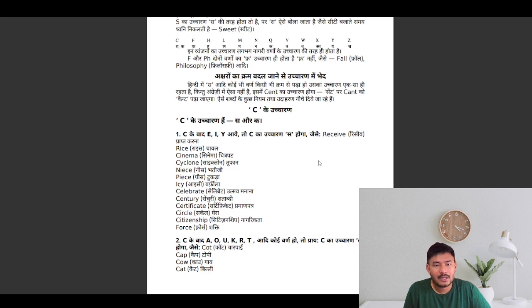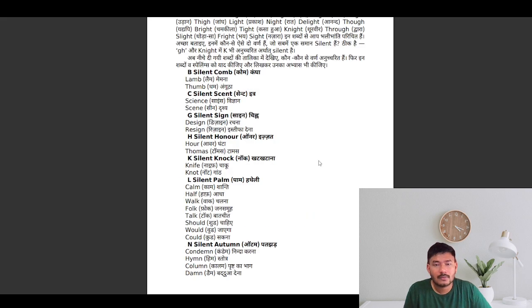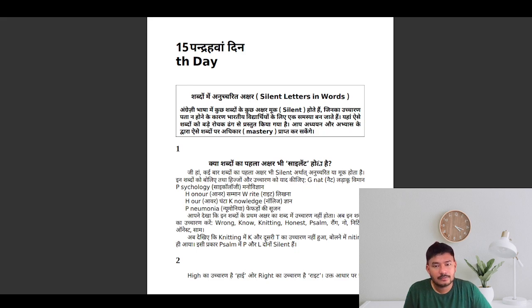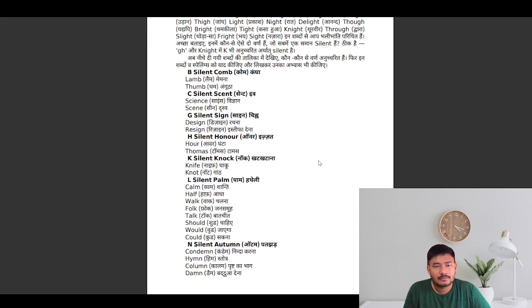On 14th day, we got acquainted with the pronunciation of English. On day 15th, we have also learned the silent letters in the word. जैसे कहाँ G silent होता है, design में G silent हो जा रहा है. कहाँ A silent होता है, our. और Thomas यहाँ पर H silent हो जा रहा है. K is silent in no, knife, note. L is silent in palm, calm, half and all.